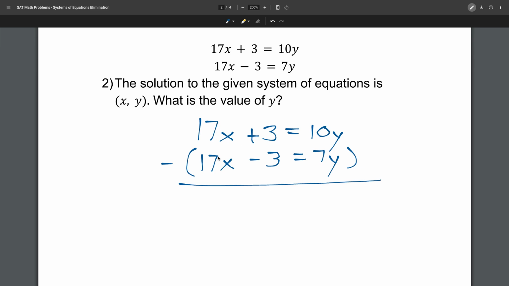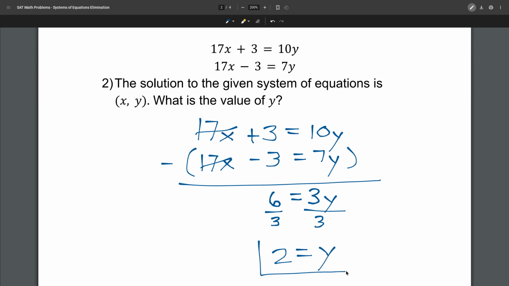17x minus 17x is 0. 3 minus negative 3 is a positive 6, because when you subtract a negative, it's like adding a positive. So you have 6 equals 10y minus 7y, so 3y. I can now solve for y by dividing both sides by 3. And I get 2 equals 1y, or just y. So y equals 2. Okay, let's try some more.